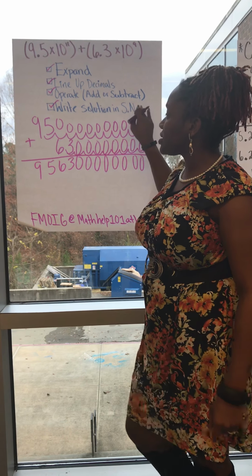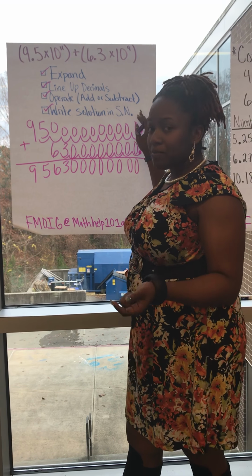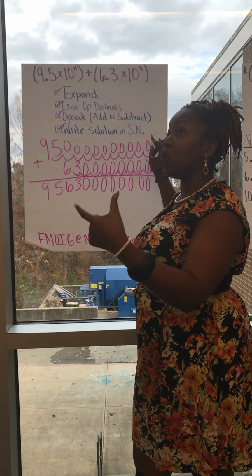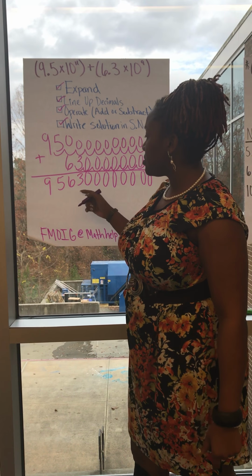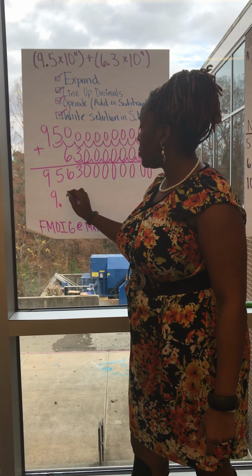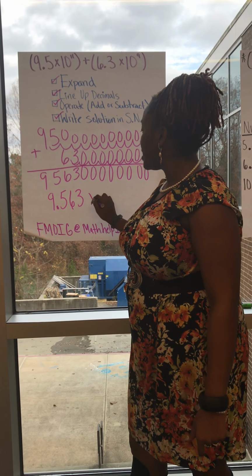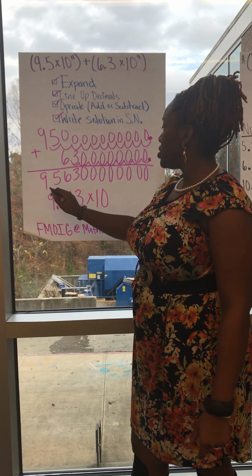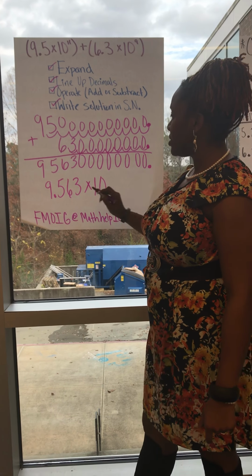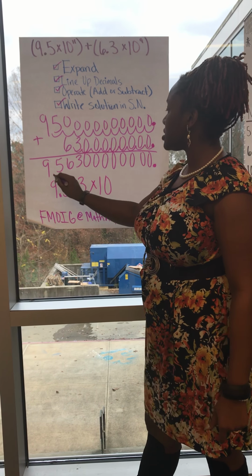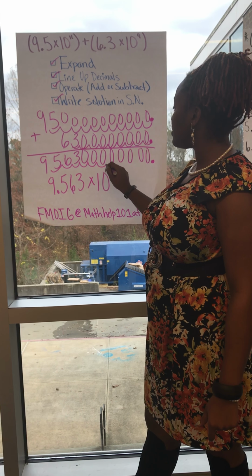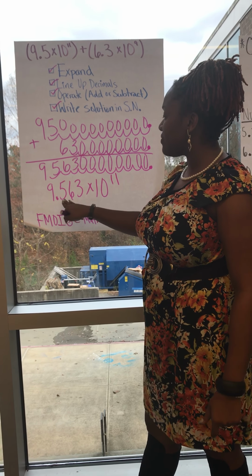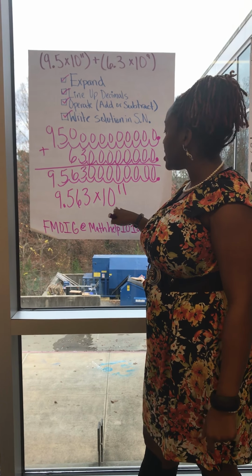And so now we need to write our solution in scientific notation. Now we remember from our previous videos that my first number in scientific notation has to be between 1 and 10. So where would the decimal go here? It'll be 9.563. And now we need to figure out how many spaces we moved from where the decimal is right here. So let's count from this space to this space. 1, 2, 3, 4, 5, 6, 7, 8, 9, 10, 11. So my final answer is 9 and 563 thousandths times 10 to the 11th.